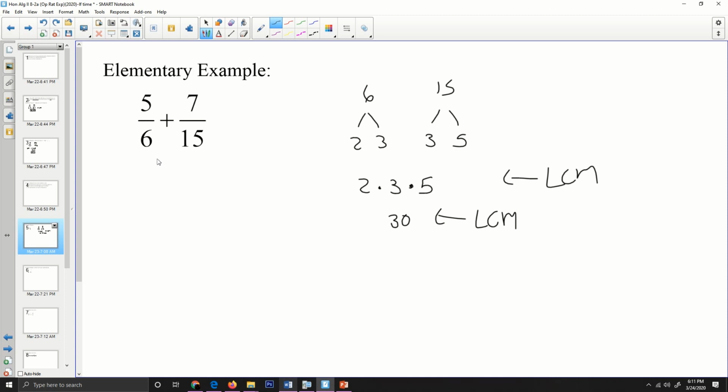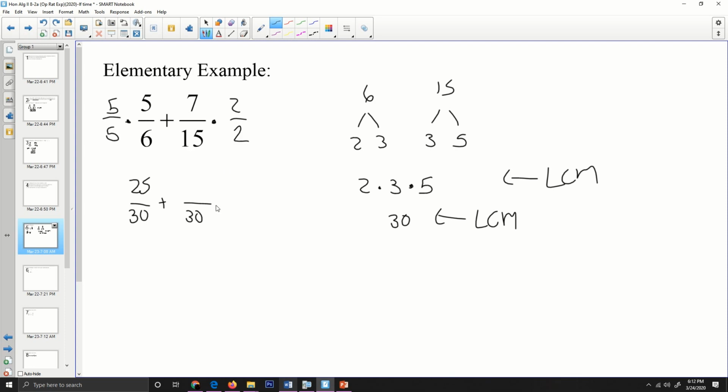All right, so I need to multiply by an appropriate funky one so that I get 30 for both of these two fractions. So I'm going to multiply this first fraction. What times 6 is 30? Well, 5 times 6 is 30. So the funky one that I'm multiplying by here is 5 over 5. 5 times 6 is 30. 5 times 5 is 25. To get 15 to 30, I have to multiply by 2. So the funky one that I'm going to multiply this second fraction by will be 2 over 2.